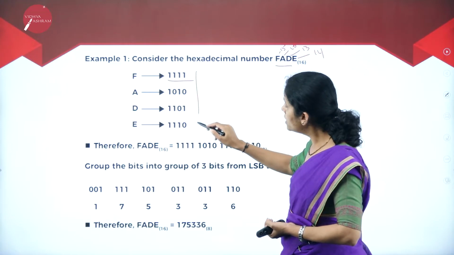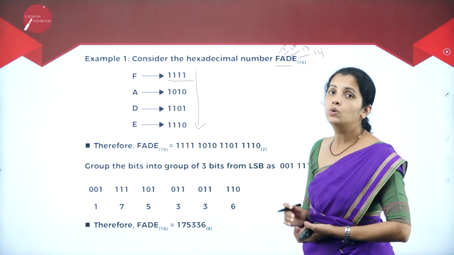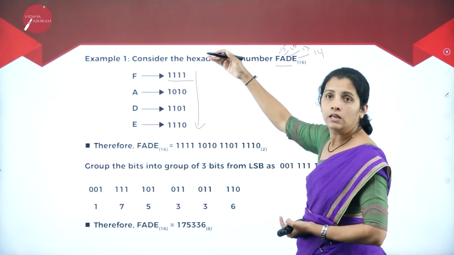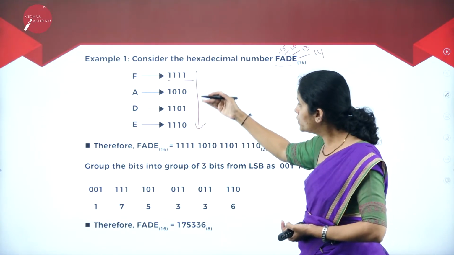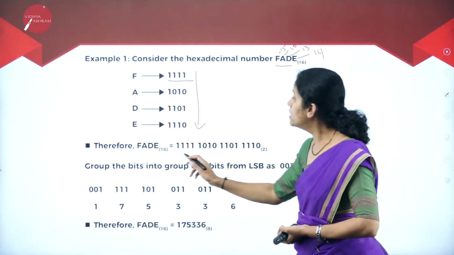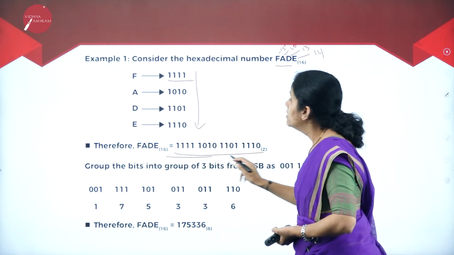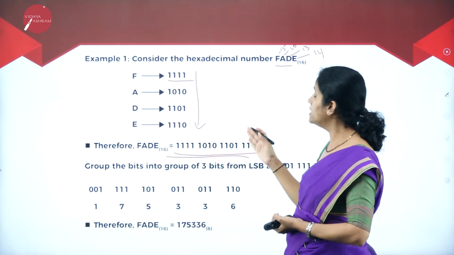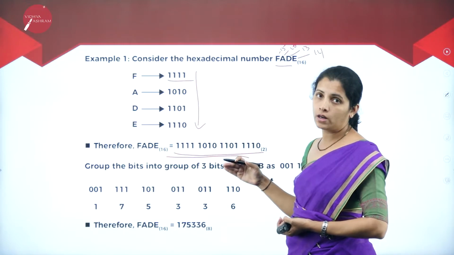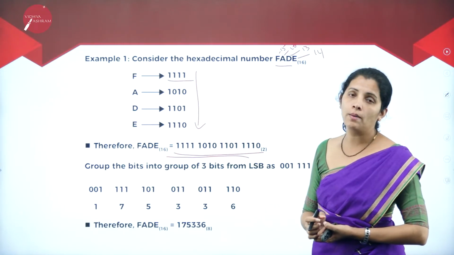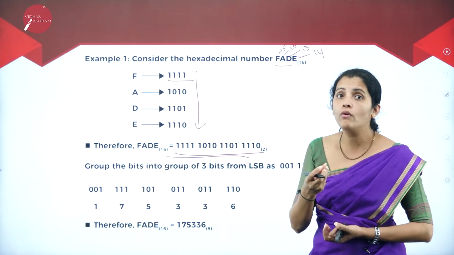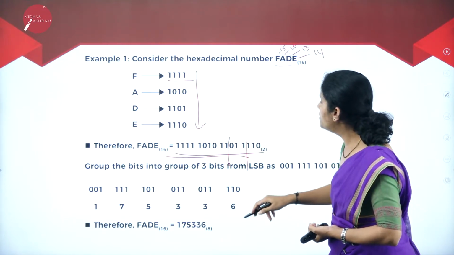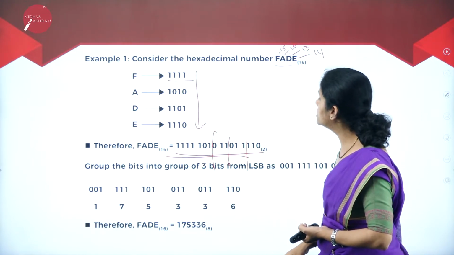Now, I'm going to write the output. To write the output, I'm going to consider the topmost digit first, and I'm going to move towards the bottom. Now, this is my binary representation. Now, I want to convert this binary number to octal. For that, what will I do? I'm going to make groups of 3 bits. That means I'm going to consider 3 bits.